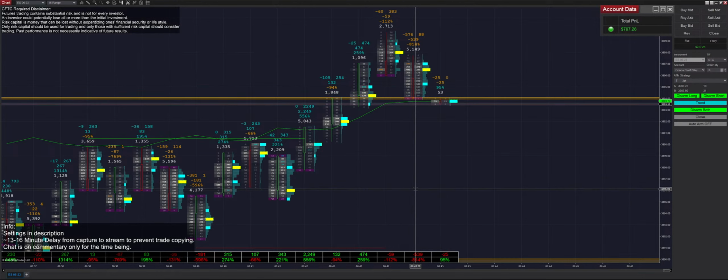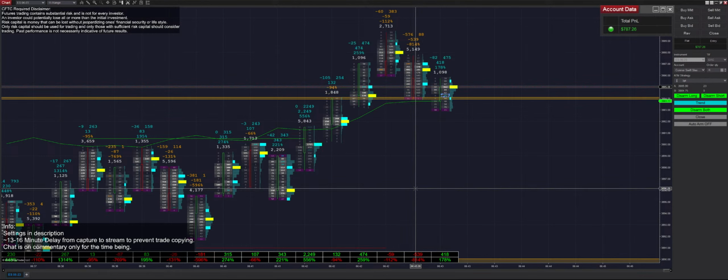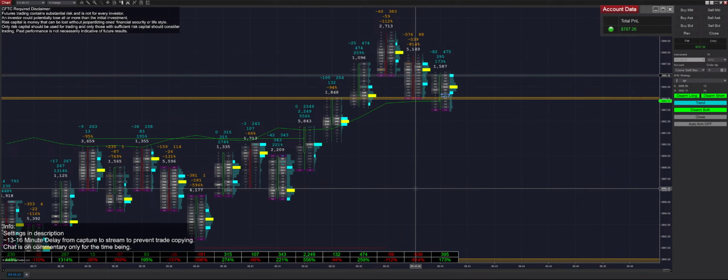On the contract rollover, ES has just been trading super weird. I've been getting a lot less trades, and I don't know if you guys have experienced the same thing.